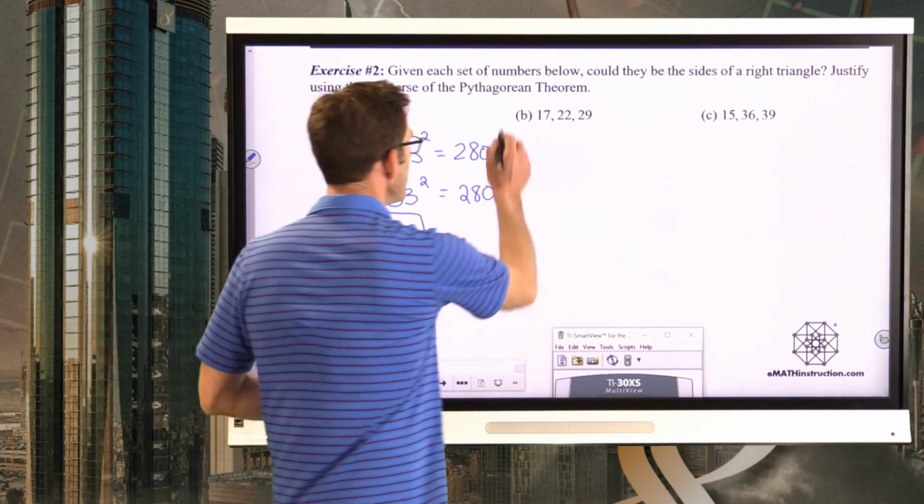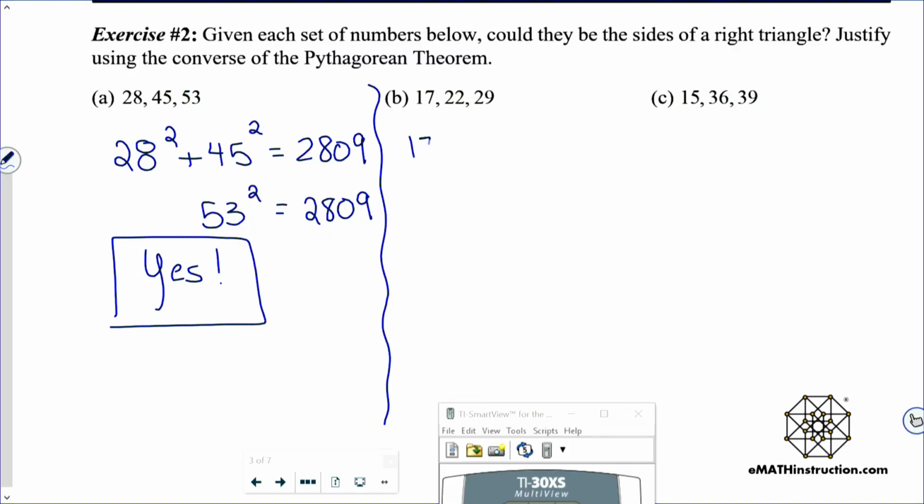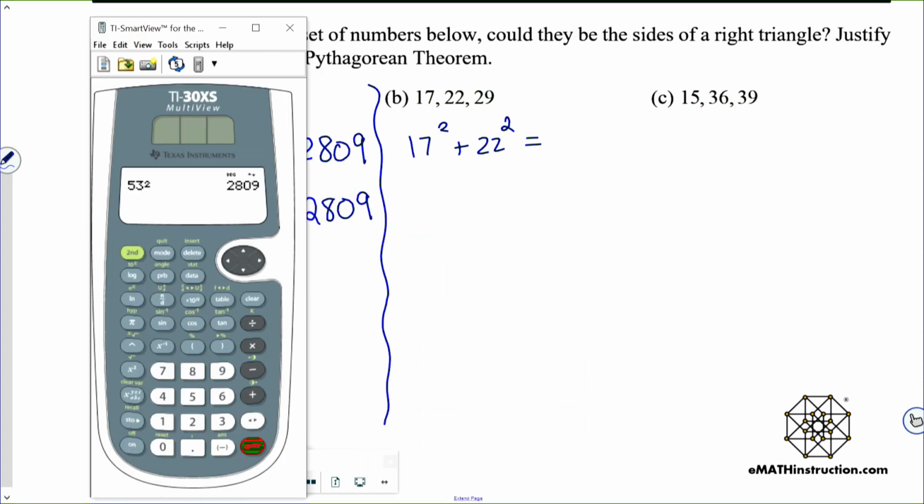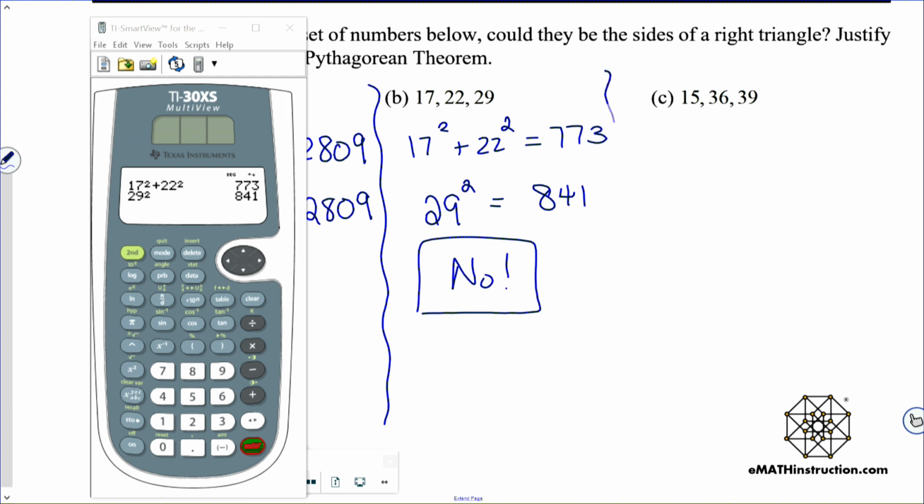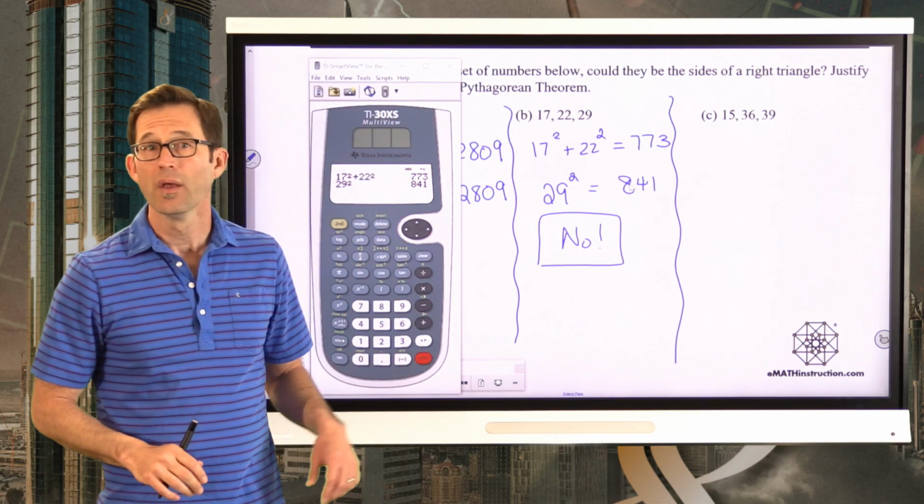All right, let's do it. Here we go. So 17 squared plus 22 squared. Whoops, that doesn't look right. Let's try that again. All right, lots of calculator work here just because we don't want to have to square these numbers by hand, not when they're relatively large. If they were smaller, it'd be fine. So that's 773. Now let's see if 29 squared is 773. That's 841, so no. Those could not be the side lengths of a right triangle. It's really that simple.